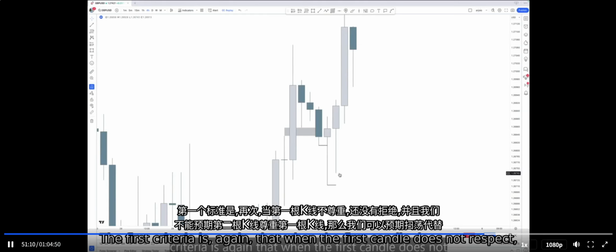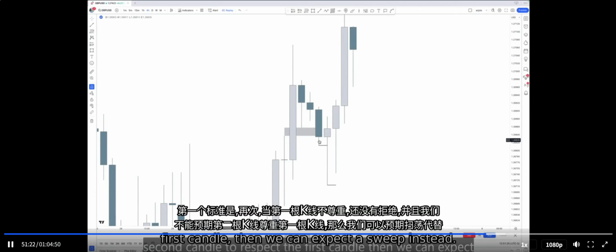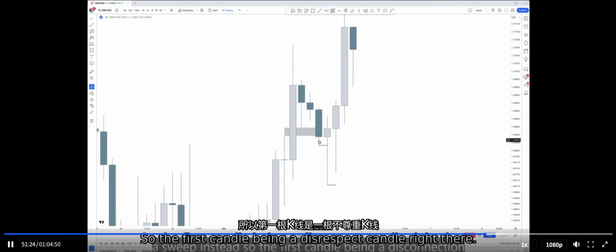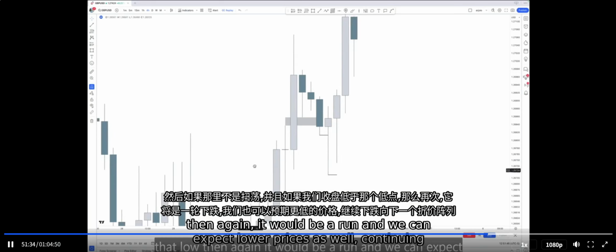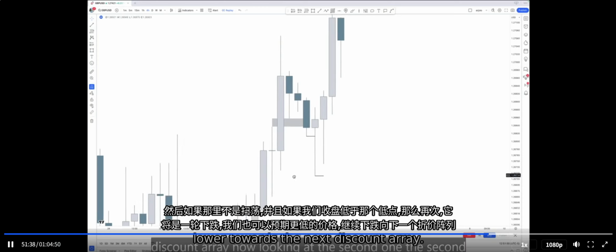The first criteria is, again, that when the first candle does not reject just yet, and we cannot expect the second candle to respect the first candle, then we can expect a sweep instead. So the first candle being a disrespect candle right there. And then if it's not a sweep right there, and if we were to close below that low, then again, it would be a run and we can expect lower prices as well, continuing lower towards a next discount array.